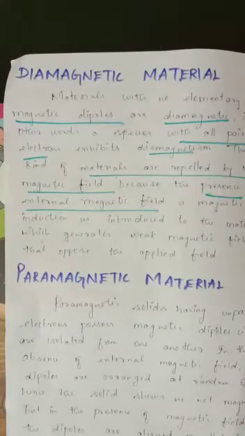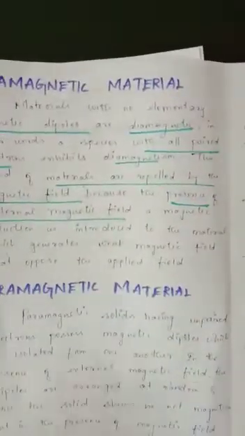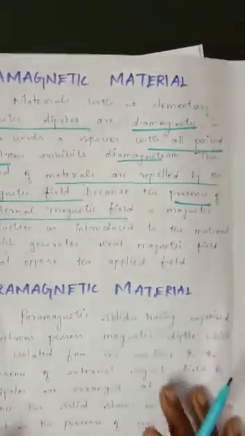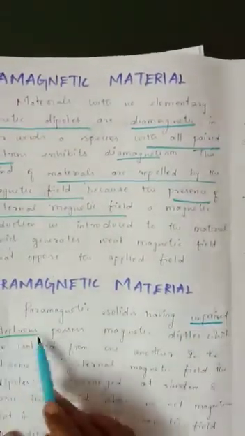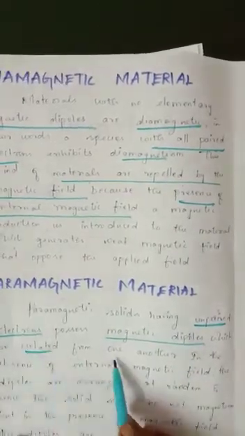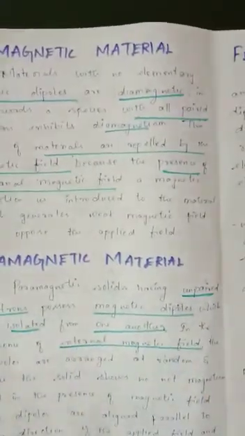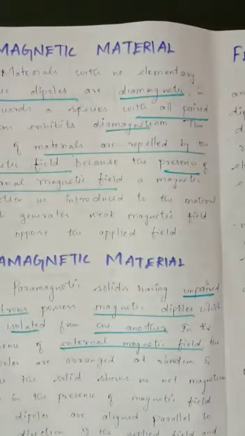Right, now we are going to see the next one, paramagnetic nature. Which one is paramagnetic? Paramagnetic solids have unpaired electrons. Unpaired electrons possess magnetic dipoles which are isolated from one another. In the absence of an external magnetic field, more or less all the transition elements have unpaired electrons, except the first one and the last one.